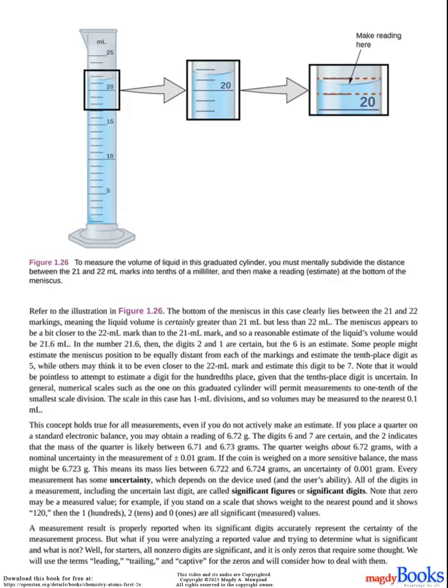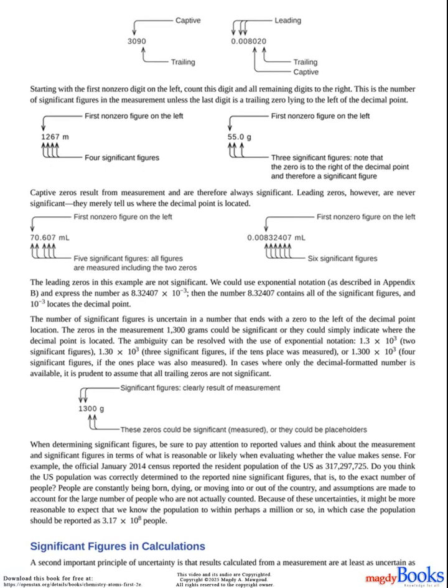A measurement result is properly reported when its significant digits accurately represent the certainty of the measurement process. But what if you were analyzing a reported value and trying to determine what is significant and what is not? Well, for starters, all non-zero digits are significant, and it is only zeros that require some thought. We will use the terms leading, trailing, and captive for the zeros and will consider how to deal with them. Figure A. 3090, captive, trailing. B.